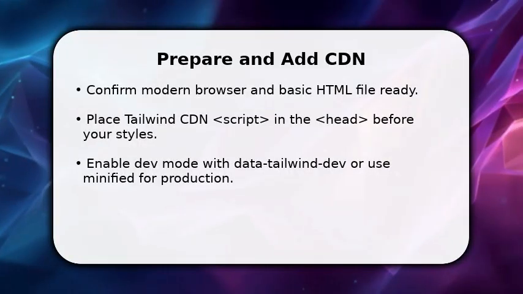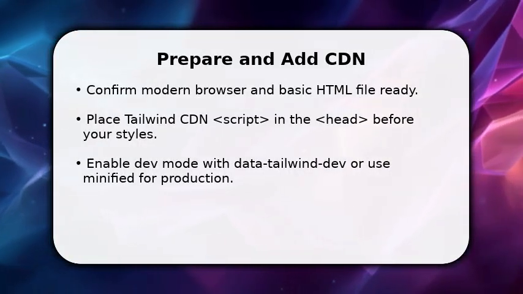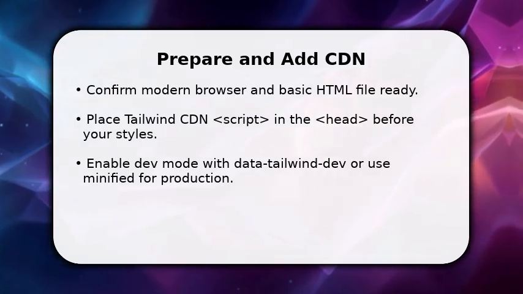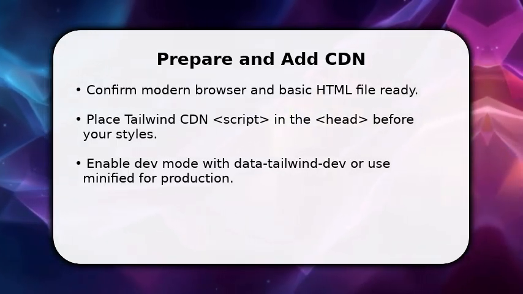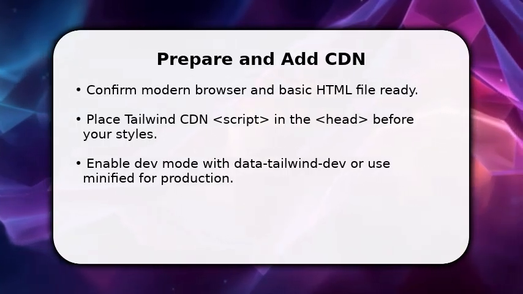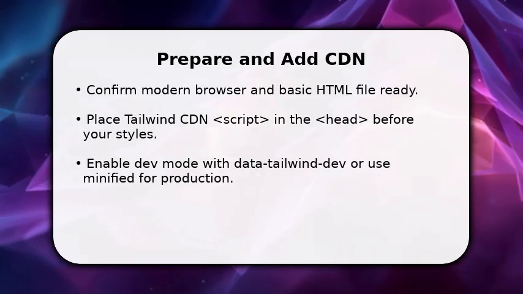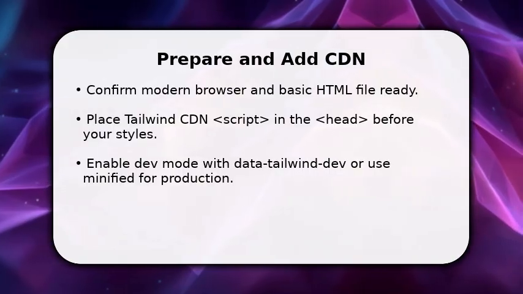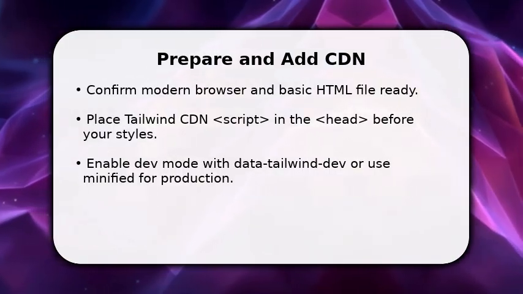You start by ensuring your project has a basic index.html and a modern browser. That's enough to run Tailwind via CDN. Next, add the Tailwind CDN script tag into the head of your HTML so utility classes are available immediately. Once done, create a simple container element and apply a few Tailwind classes to test rendering.